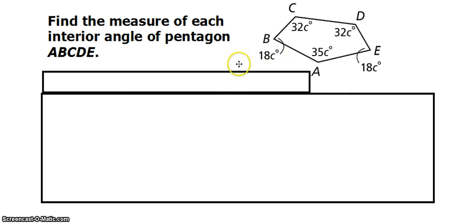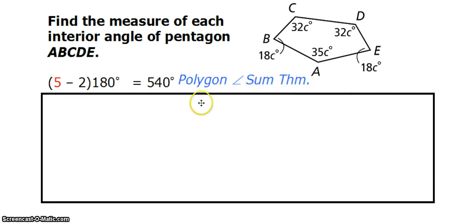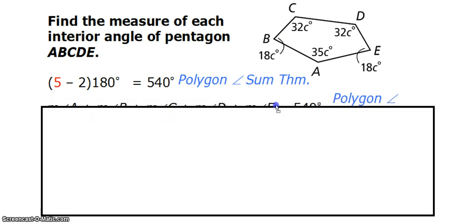Find the measure of each interior angle of this pentagon ABCDE. Because it's a pentagon, we know it has 5 sides. And if it has 5 sides, how many triangles could be formed from a single vertex? We see 3. So we know that 3 times 180 is 540, right? And so now we can simply sum the angles, and their total should be 540, and we can find C, right? So let's see how this works.